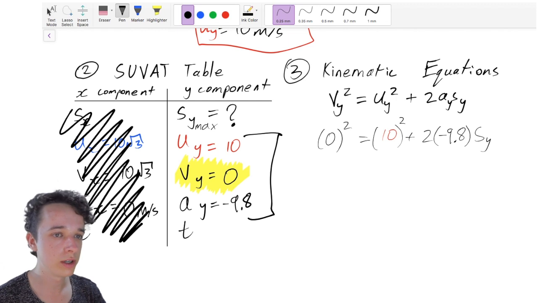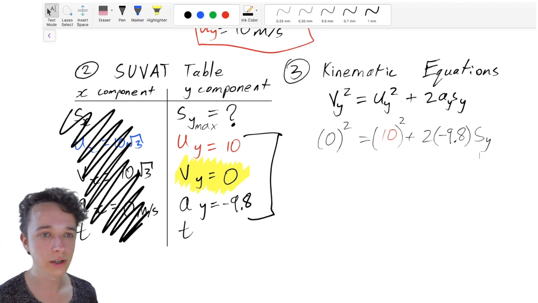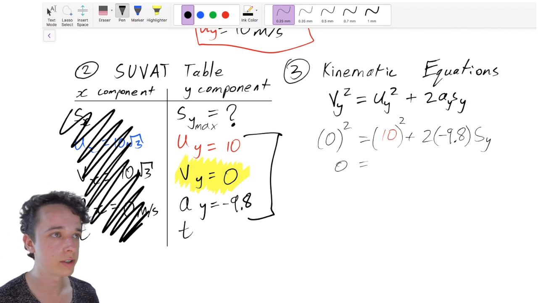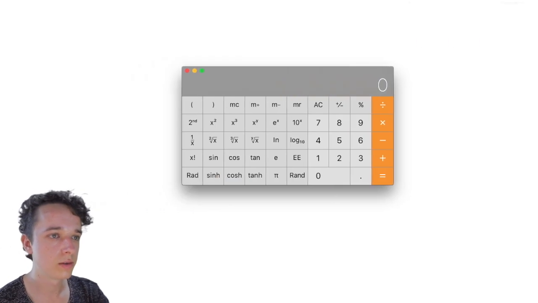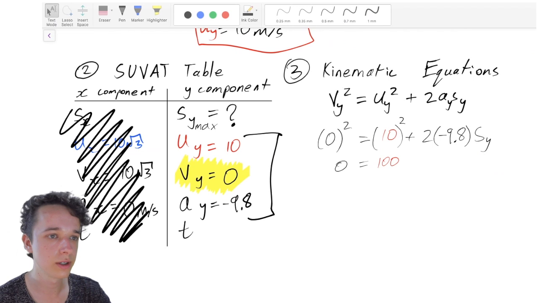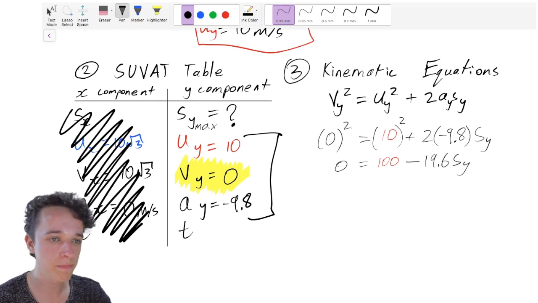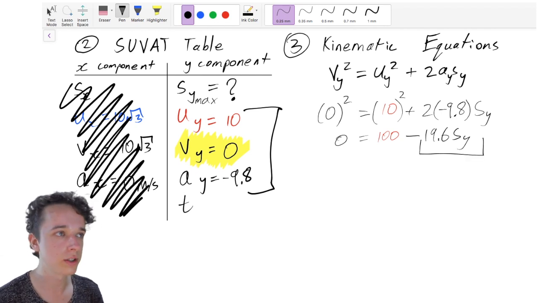When you bring something to the other side, you have to change the sign, right? Actually, let me just expand this a little bit first. Here 10 squared is 100, and 2 times 9.8 is 19.6. So we've got 0 equals 10 squared, which is 100, minus 19.6 times sy.